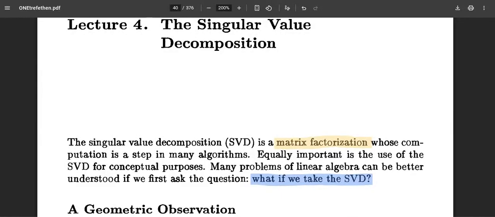Hi all. This is going to be lecture 4 of chapter 1 of the Numerical Linear Algebra series, based on the book by Trefethen and Bau. In this lecture we are going to see the overall view of the singular value decomposition.